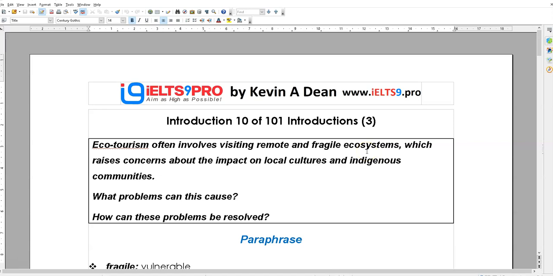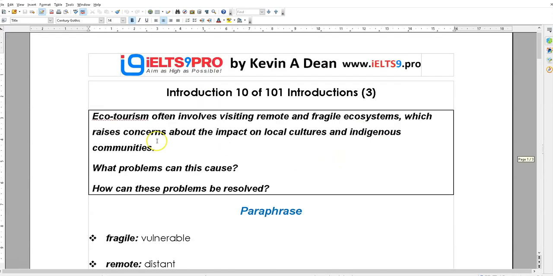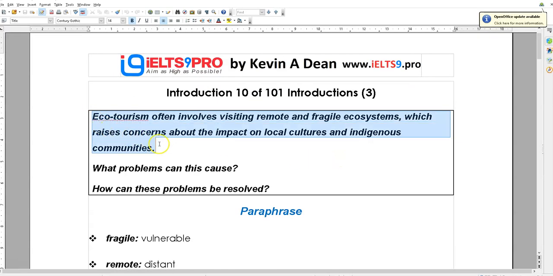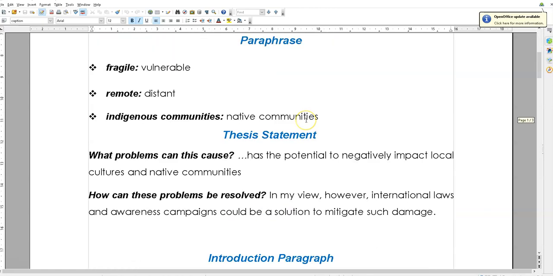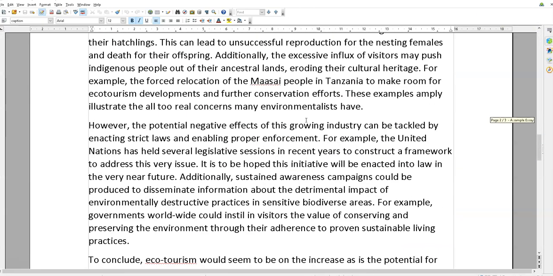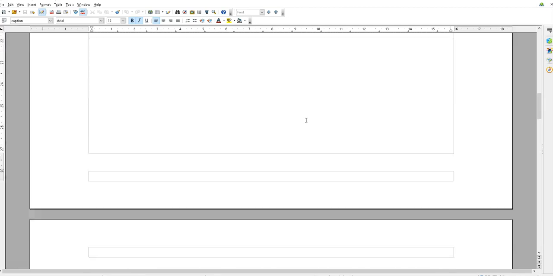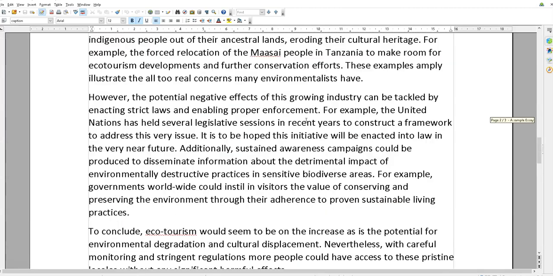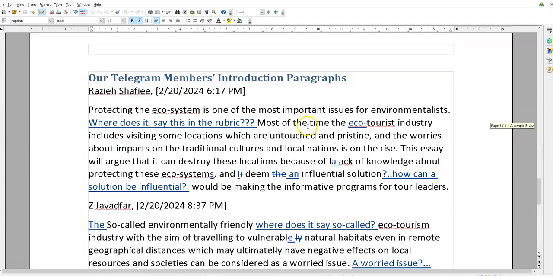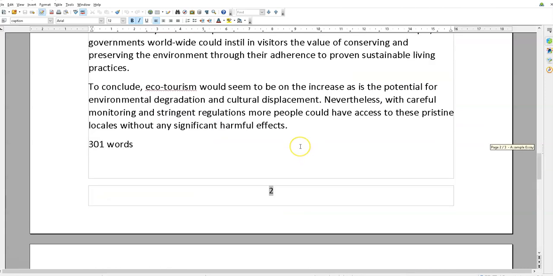As you may or may not know, in association with IELTS 9 Pro, we've been looking at these recently reported essay questions and topics. This is number 10 now of our new series, 101 introductions. So I'm going to show you my sample essay and talk about it, and then I'm going to look at 5 of our members' introductions.